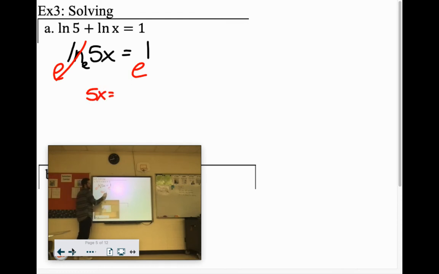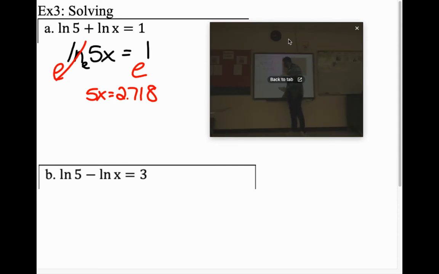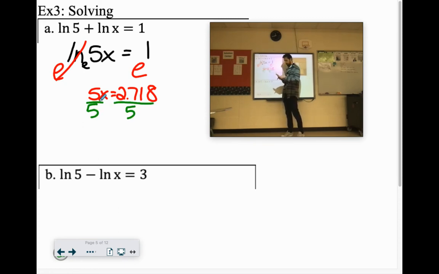e to the first power is just e, which, let's just do that in our calculator. So I always forget the decimal. 2.718. I'm going to move over here because I know all these problems are on the left side. And then we just have to get rid of that 5 by dividing both sides by 5. 2.718 divided by 5 equals 0.544. X equals 0.544.